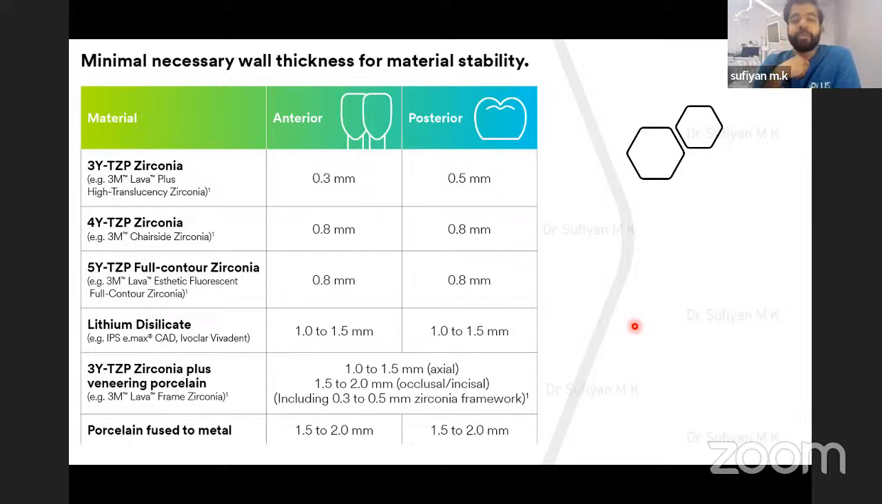Imagine you prepare 0.5 or 0.8 millimeter of clearance and tell the lab technician, Mr. Lab Technician, please do a PFM crown, a porcelain fused to zirconia crown. The lab technician does not have enough clearance for him to place a core and then layer it. What he does is something extra: he will place the coping, then place the ceramic, and he will mark the extra clearance needed in the opposing.